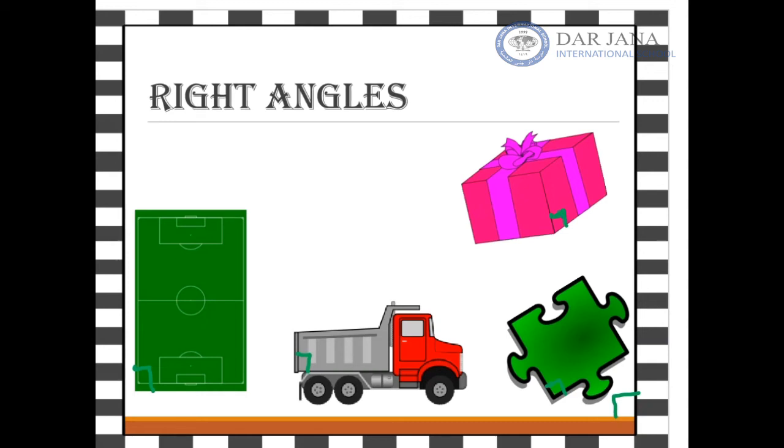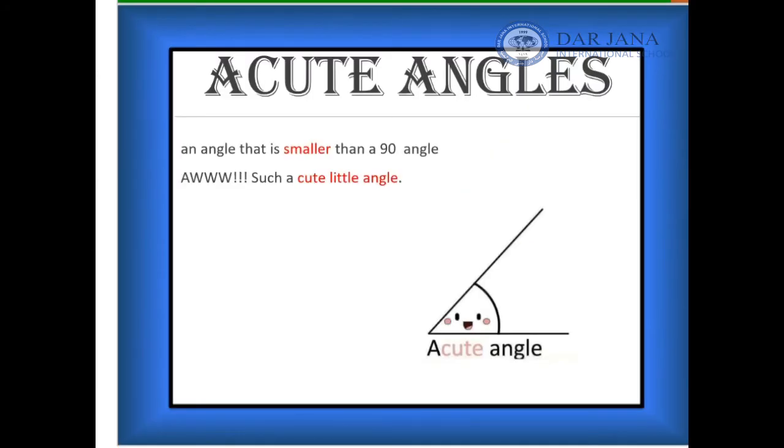From the word cute, anytime you hear the word cute, it means something small, right? So the second kind of angle is the acute angle, and that angle is smaller than the 90 degrees angle, smaller than the right angle. What does it mean? The opening of the acute angle is less than the right angle, and to remember this, you're going to know from its name, acute angle means it's cute, it's small.